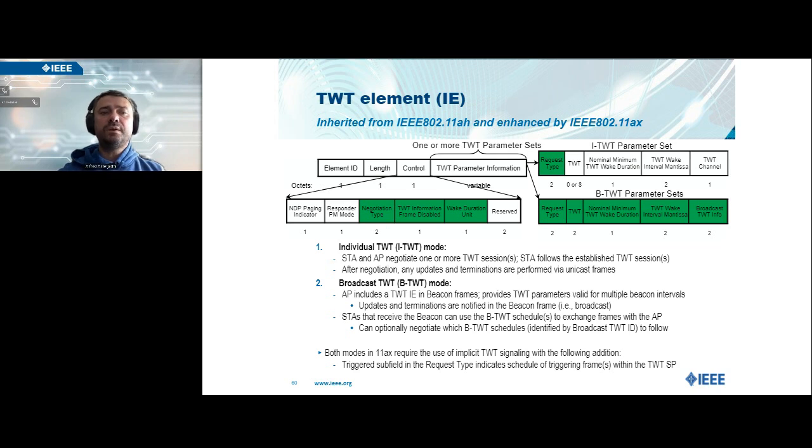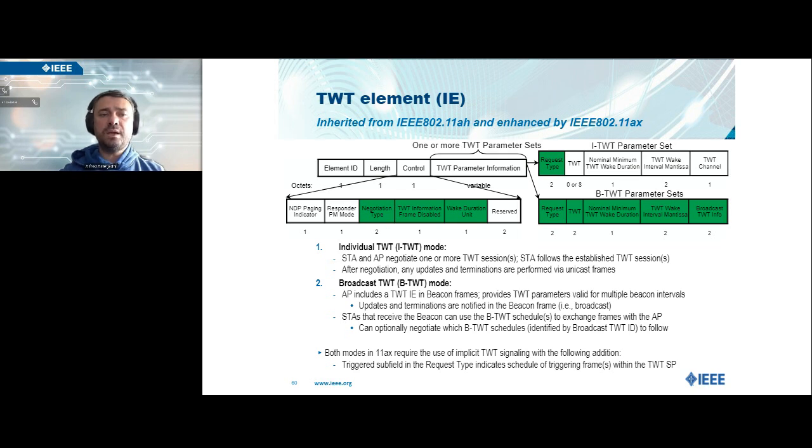So for the individual TWT, you can negotiate multiple TWT sessions between two peer devices. Once you negotiate, you follow that particular session, and you can update the parameters or terminate a particular session at any time you want after the negotiation. And this is for the individual TWT case.